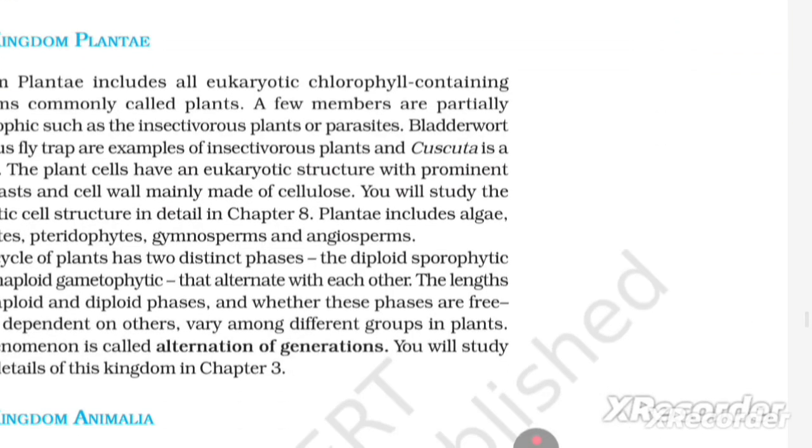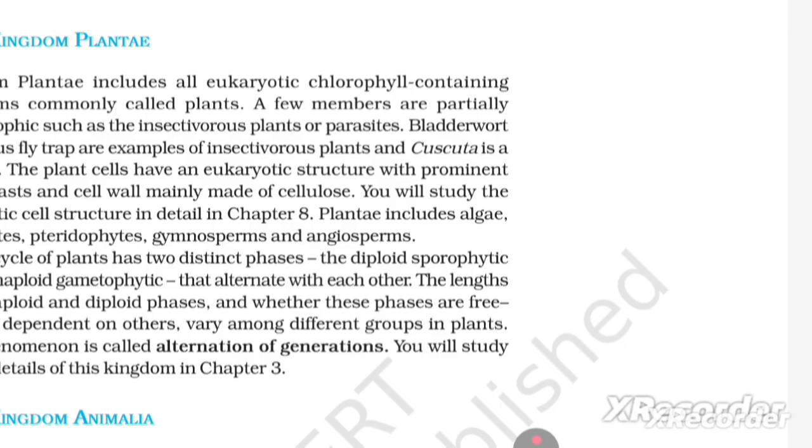Kingdom Plantae. Kingdom Plantae includes all eukaryotic chlorophyll-containing organisms commonly called plants. A few members are partially heterotrophic, such as insectivorous plants or parasites. Bladderwort and Venus flytrap are examples of insectivorous plants and Cuscuta is a parasite. The plant cells have eukaryotic structure with prominent chloroplast and cell wall mainly made up of cellulose. You will study the eukaryotic cell structure in detail in chapter 8.